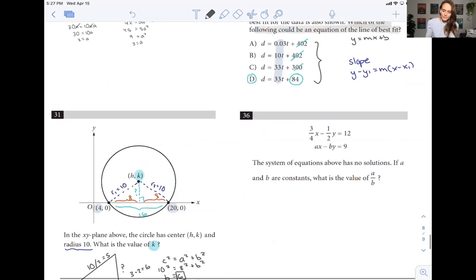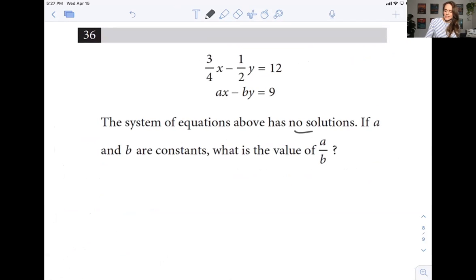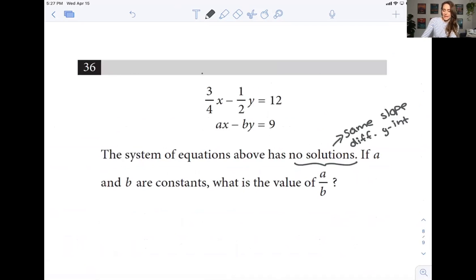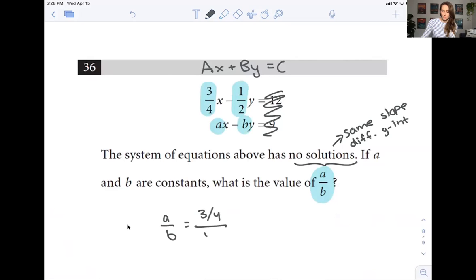For number 36, our first clue here is no solutions, right? So that means we have the same slope and different y-intercepts. Both of these lines and equations are given to us in the ax plus by equals c form. Since they just want a over b, that's going to be our slope. So I can ignore my y-intercepts here. And now it becomes clear that a is going to be 3 over 4, and b is going to be 1/2. And I'm going to have a over b equals 3/4 over 1/2.